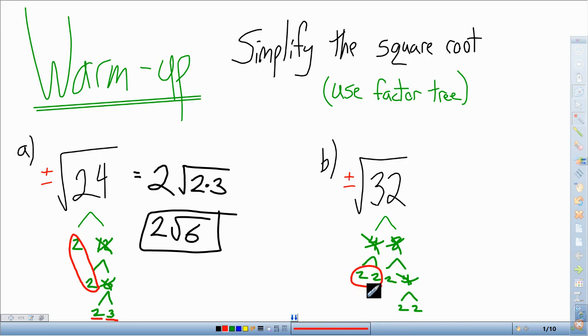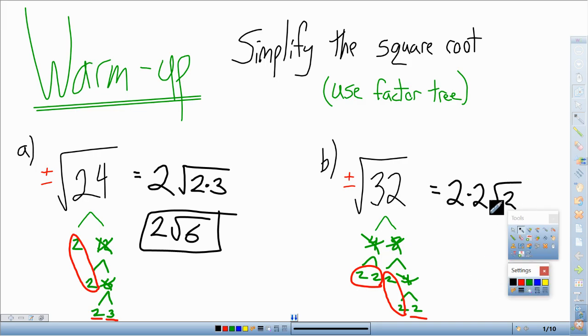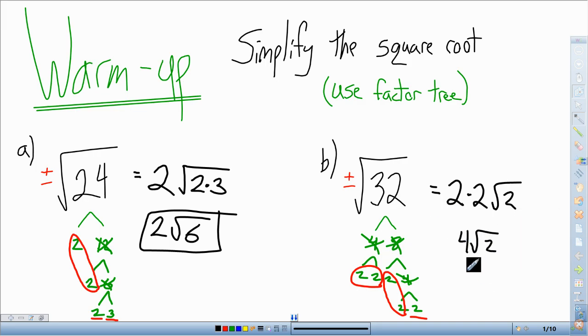This pair of 2's pairs up. I could pair up these two here or these right here. I'm just going to do these because I like to go left to right. This one doesn't pair up. So this pair of 2's means a 2 comes out. This pair of 2's means another 2 comes out. There's the good old bell. And this 2 is left inside the radical. So multiplying them together, I get 4 square root of 2. So that's just a little reminder on simplifying square roots or radicals.